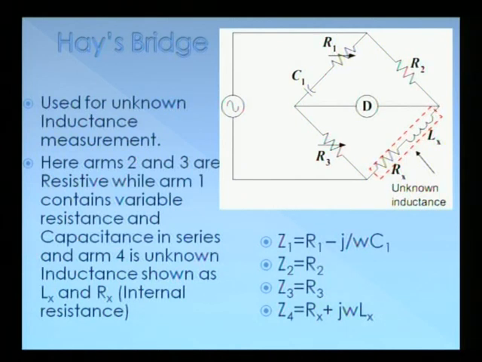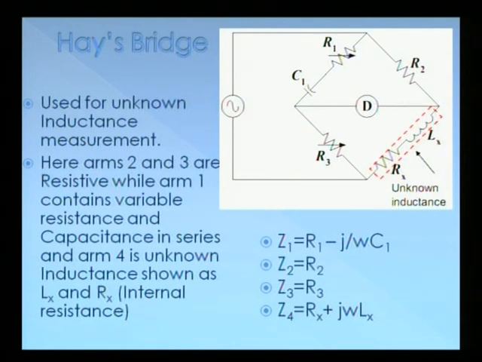Instead of connecting resistor and capacitance in parallel, the resistor and capacitor are connected in series, except that there is no change in the rest of the bridge. R2 fixed, R3 is variable, while the fourth arm is containing your unknown inductance. The impedances are as listed: Z1, that is impedance of the first arm, is equal to resistance R1 minus j upon omega C1.